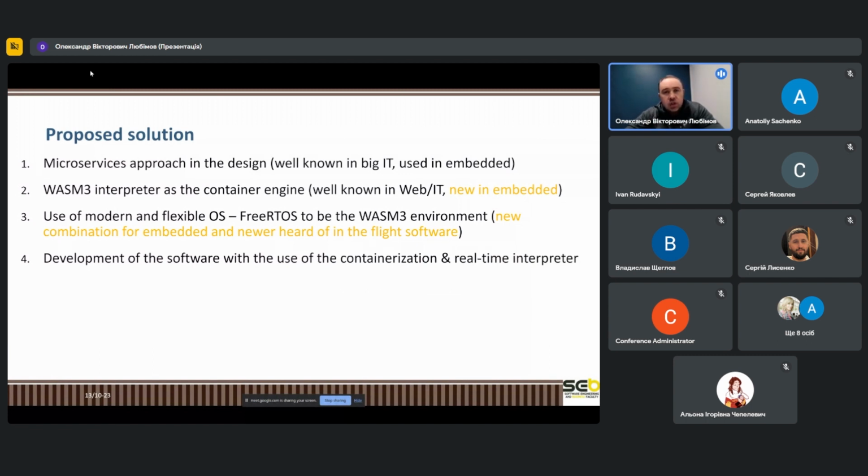And this is actually extremely new in embedded. And when we combine this interpretation machine with FreeRTOS, that is, the real-time operating system that is used in embedded systems and on many satellites, then this is completely new. This has never been used, at least according to my research, working with IEEE and Google Scholar and so on. And then using this concept, we'll be developing the software.